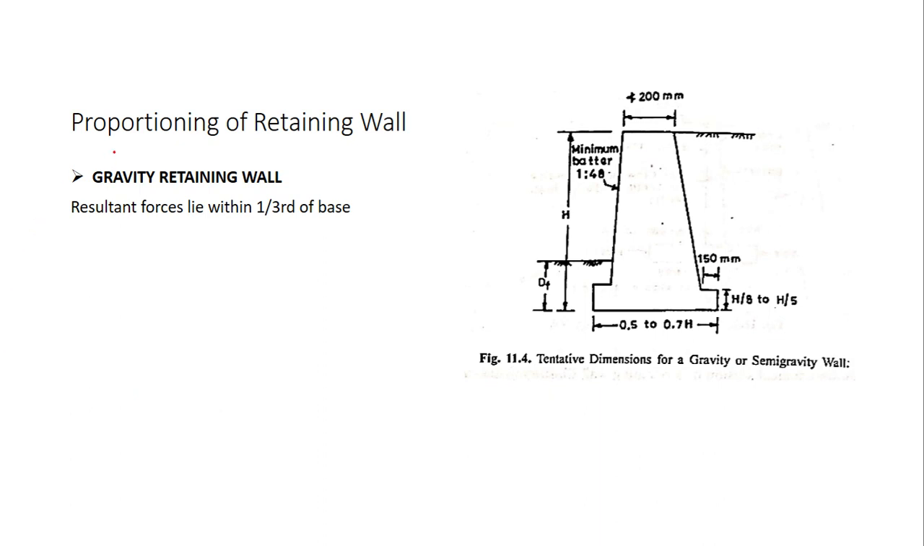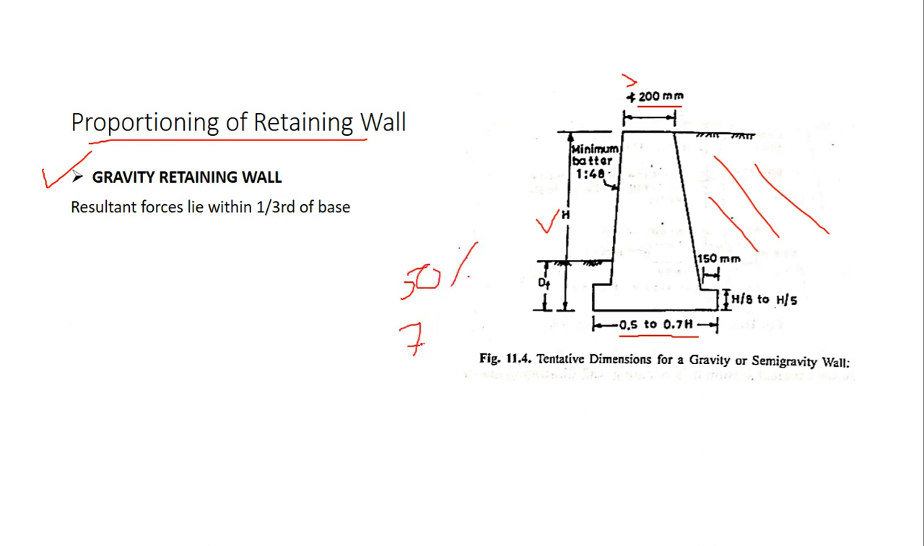Next, let us see how to do the proportioning of a retaining wall. By proportioning, I mean how to fix the sizes of retaining wall. First we will be looking at gravity retaining wall. This is the figure of a gravity retaining wall where the height of the backfill is denoted by h. So here I have got the backfill. Now you can see that the top width should not be less than 200 millimeters. It should always be greater than 200 millimeters. The bottom width is in the range of 0.5 to 0.7 h. That means the bottom width should be 50% to 70% of the height of backfill.